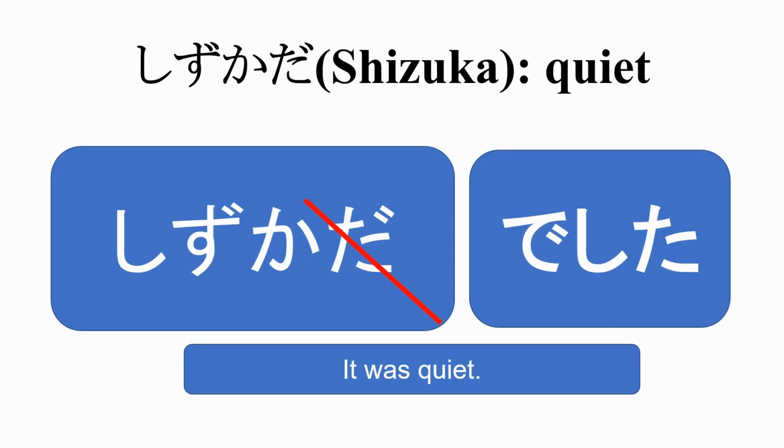There's one important rule to remember. For example, take the na-adjective shizuka da, quiet. First, remove the final da. Then add deshita. So shizuka da becomes shizuka deshita, which means it was quiet.